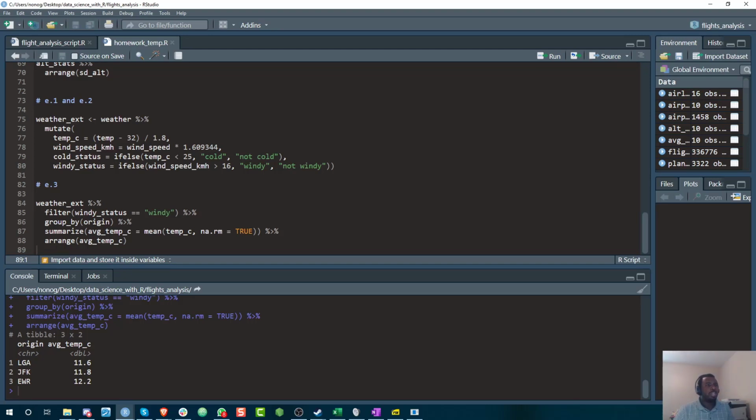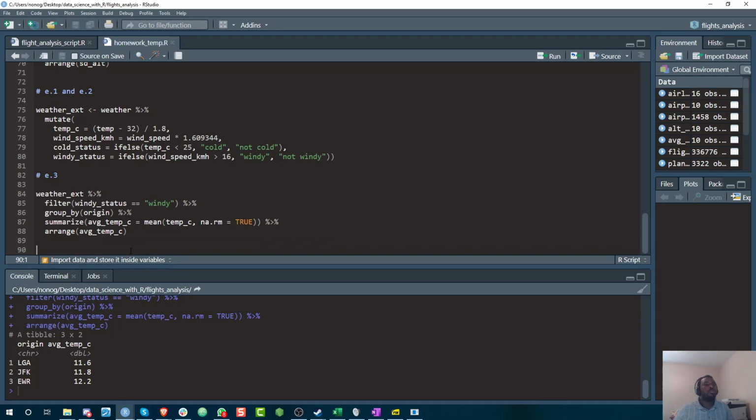What is the most common combination of windy and cold statuses? For example, the different combinations are windy and cold, windy and not cold, not windy and cold, and not windy and not cold. So these are the 4 combinations. We want to find out which combination of these weather conditions you will experience the most, in all of these places. So we don't want it for a specific place, but for all places, and that is E4.